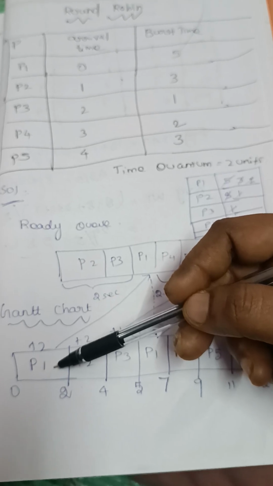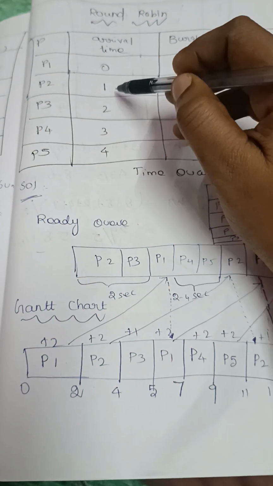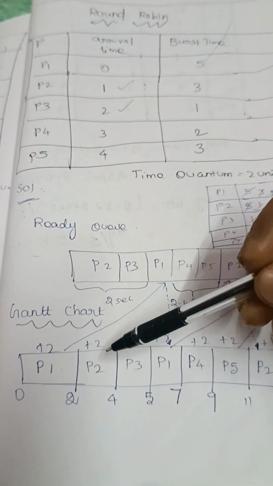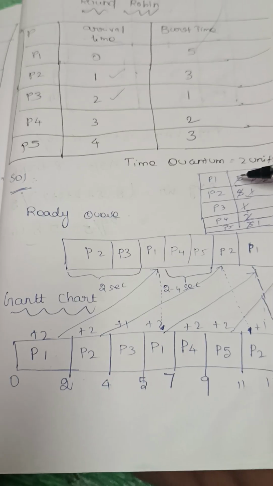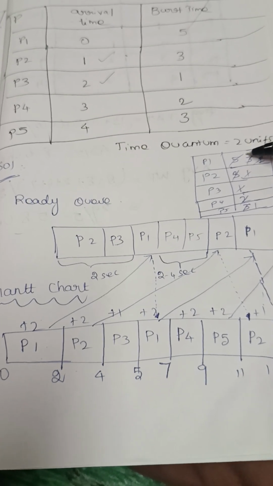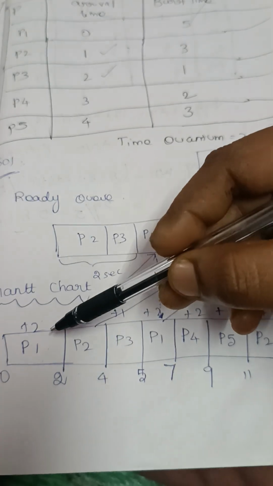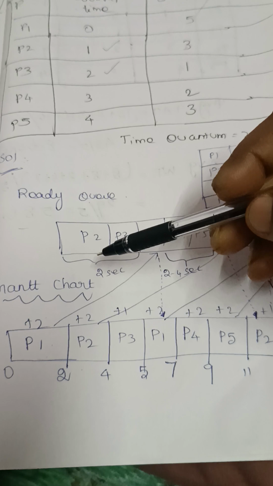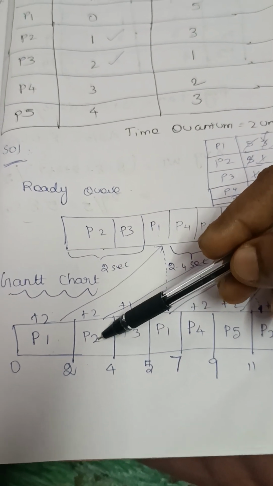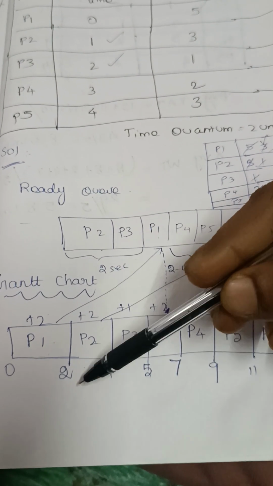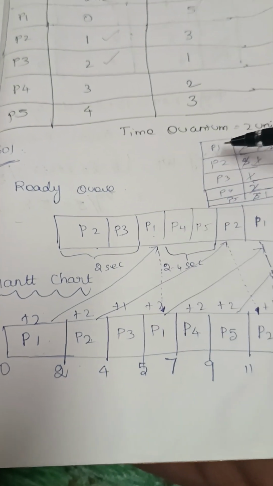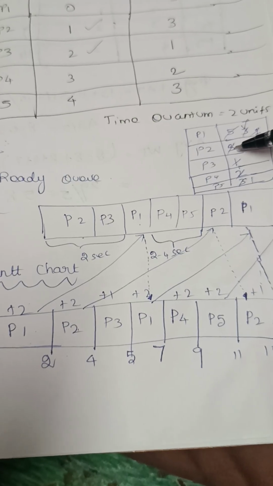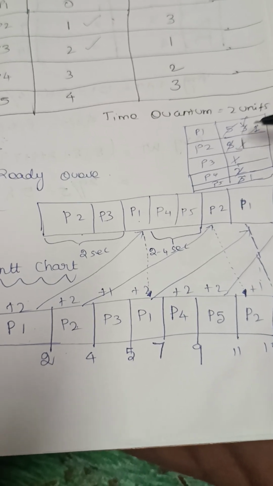After completion of 2 seconds, P2 and P3 enter into the ready queue, and then P1 burst time is 5, it executed 2 seconds, so remaining burst time is 3, so it enters the ready queue after the P3 process. Next P2 execution started for 2 seconds, so 2 plus 2 is 4. P2 burst time is 3, so 2 seconds executed, 3 minus 2, remaining 1 second.